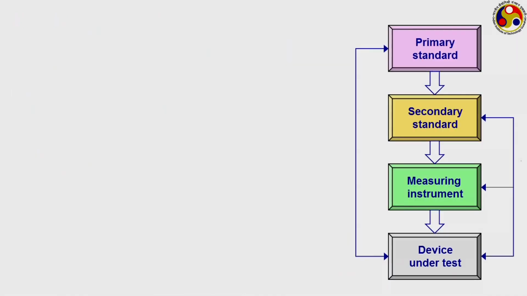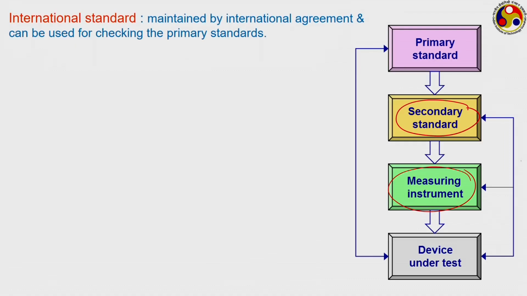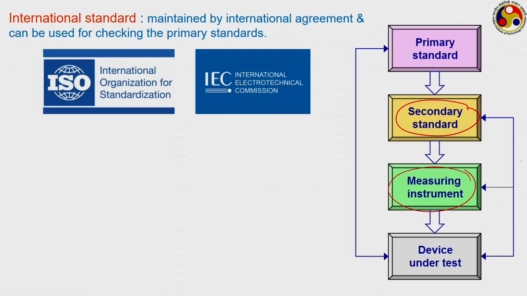Now, there can be several kinds of standard: primary, secondary, and also measuring or lab based standards. Whenever we are performing the measurement based upon the standard for a measuring instrument, then that is a secondary kind of measurement. Same for secondary standard, but only when we are able to compare with the primary standard do we get much more accurate measurement. But above the primary there is also the international standard, which is maintained by international agreements and can also be used for checking the primary standard, like the one I have just mentioned. There are a couple of organizations like ISO and the International Electrotechnical Commission, they set up these international standards.